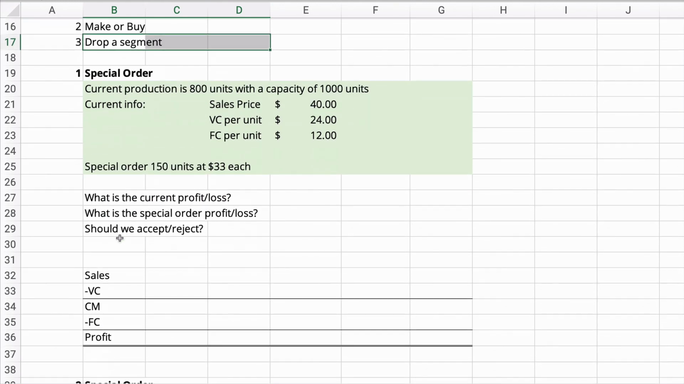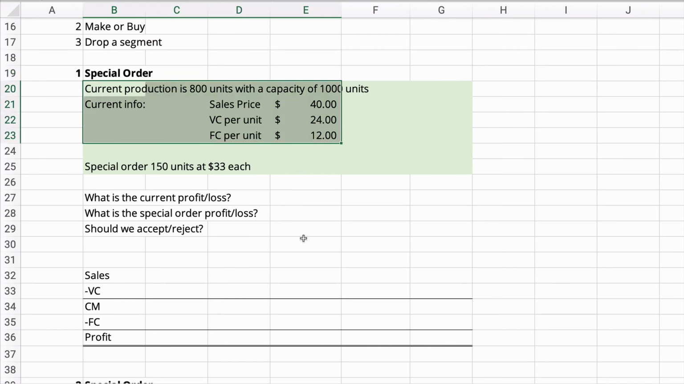The first problem is a special order problem. So we need to know what the current production is. The current production is 800 units and there's a capacity of 1,000. So we could produce 200 more within our current capacity. Our sales price is $40. Our variable cost is $24, and our fixed cost per unit is $12.